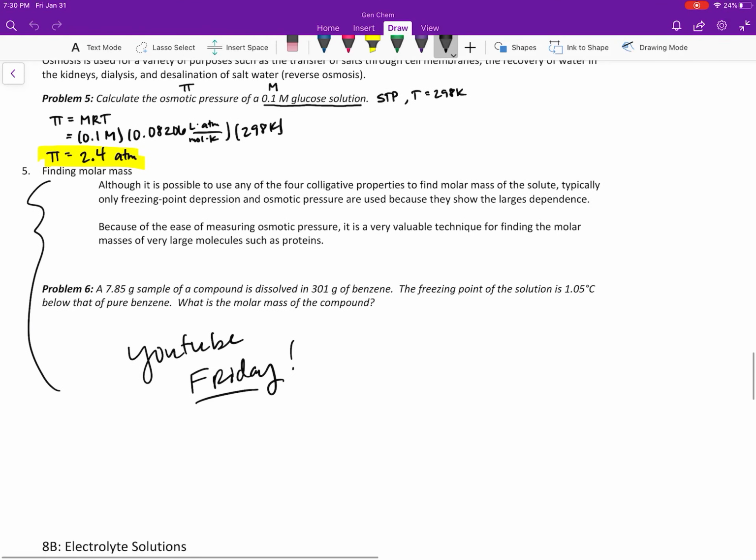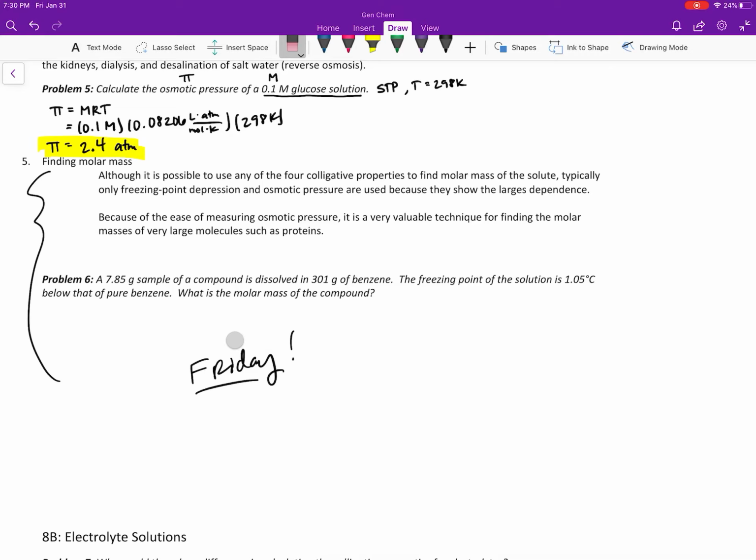Okay, so this is lesson 8, problem number 6, the one that I said we would do. This is what you did in lab, and this is the problem that I promised I would put up on YouTube. This is called finding the molar mass, and this can be done with any of the colligative property formulas because each of the formulas has the term moles in it.